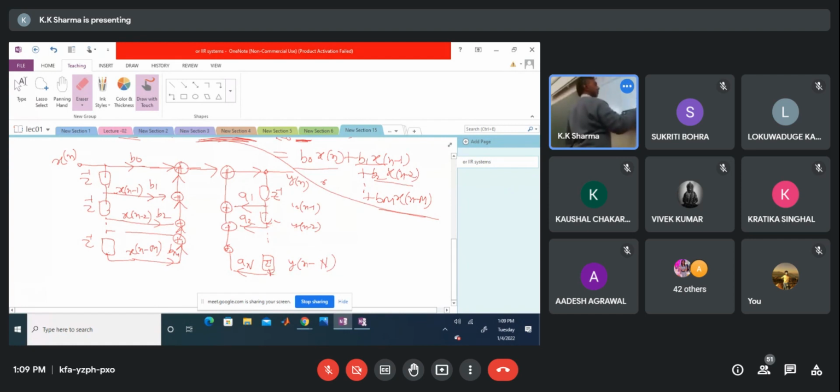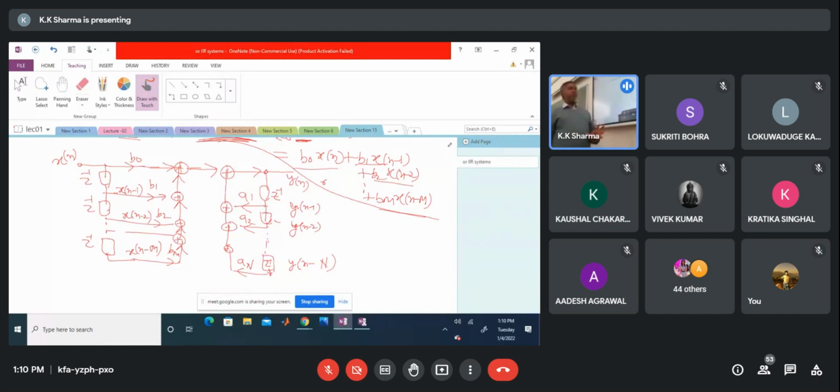Just so this is what. Is it clear? y of n minus 1, y of n minus 2, and the last element will be... So directly, these coefficients A1, A2, An, B1, B2, Bn are appearing in the implementation of this direct form 1 structure.